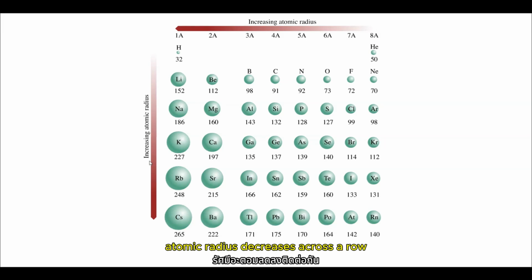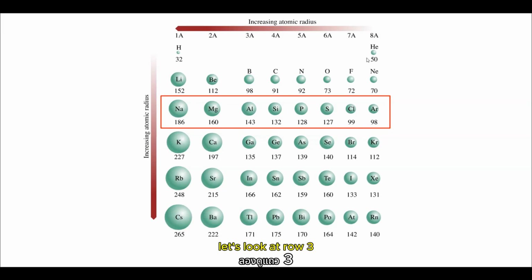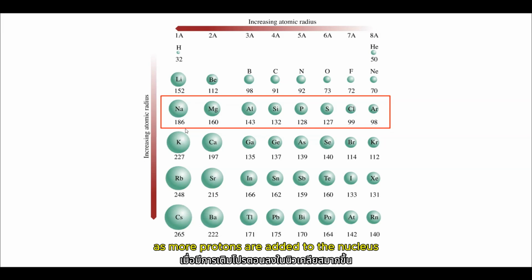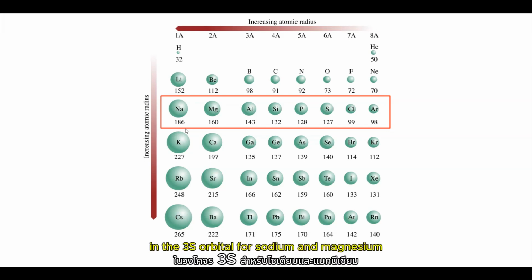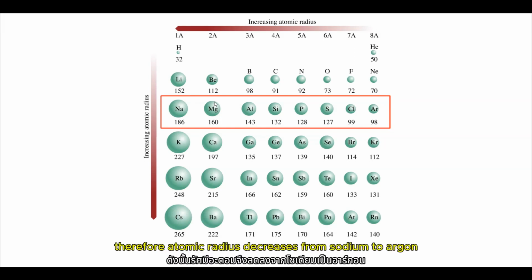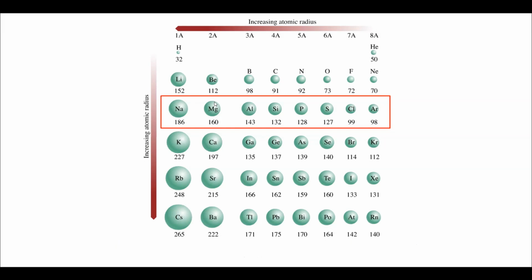Atomic radius decreases across a row or period of the periodic table. Let's look at row 3. Proceeding across the row, the effective nuclear charge increases as more protons are added to the nucleus. The outermost or valence electrons reside in orbitals of similar size, in the 3s orbital for sodium and magnesium, and in the 3p orbital for the remainder of the row. The increase in effective nuclear charge pulls the electrons in closer to the nucleus as we proceed across a row. Therefore, atomic radius decreases from sodium to argon.